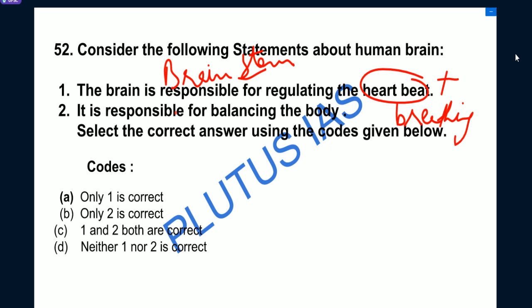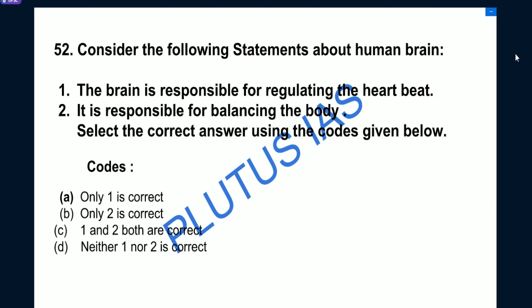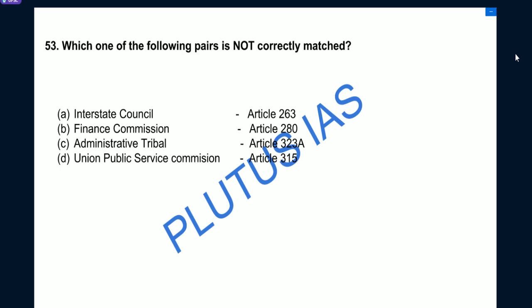Then the brain is responsible for balancing the body. Yes, brain के अंदर एक part होता है cerebellum. Cerebellum का काम होता है balancing of the body. So that means both options are correct. So question number 52, both the options are correct. Question number 53.